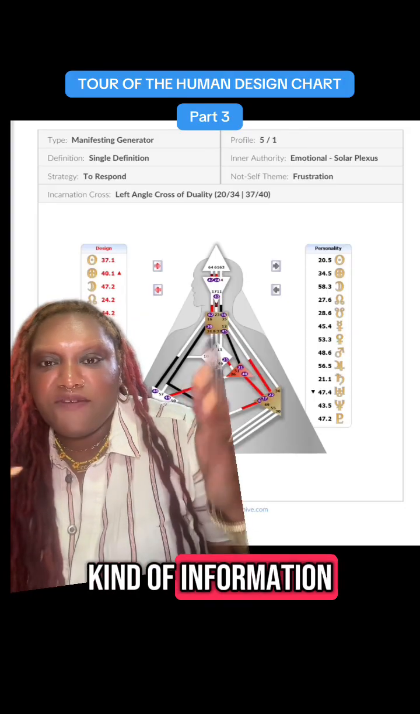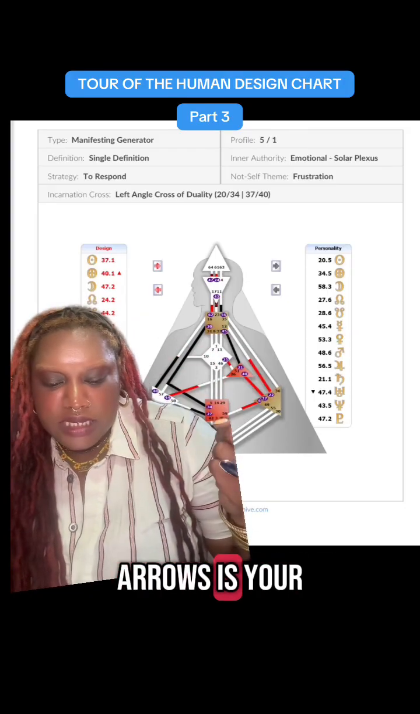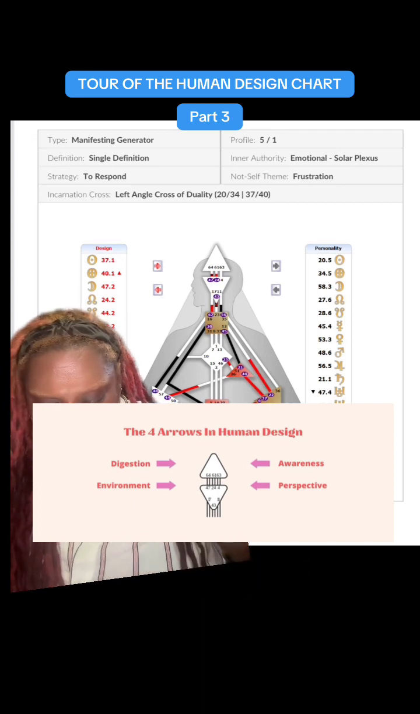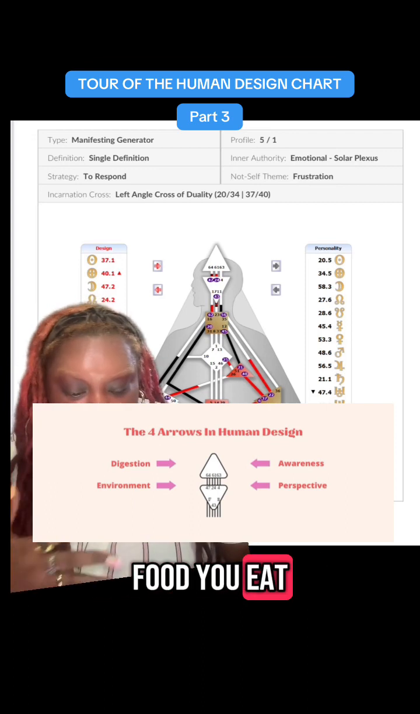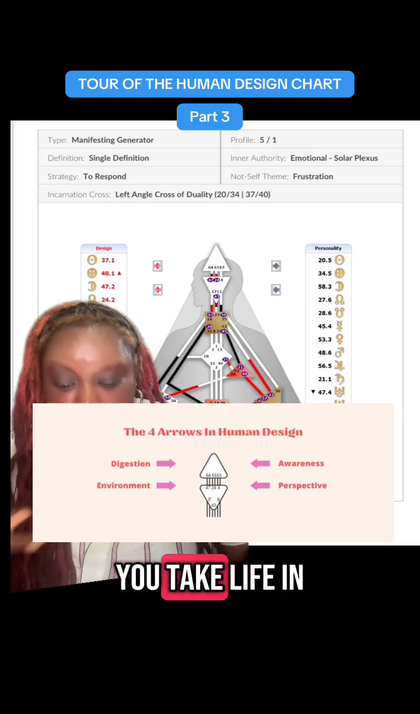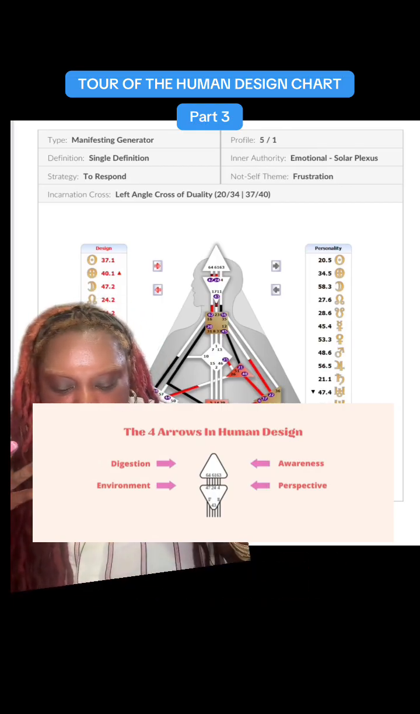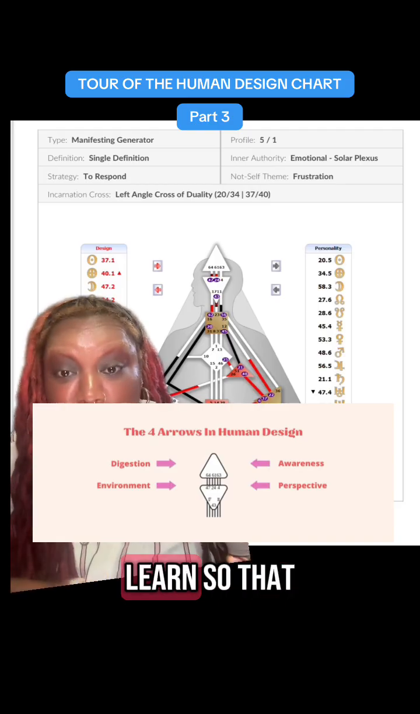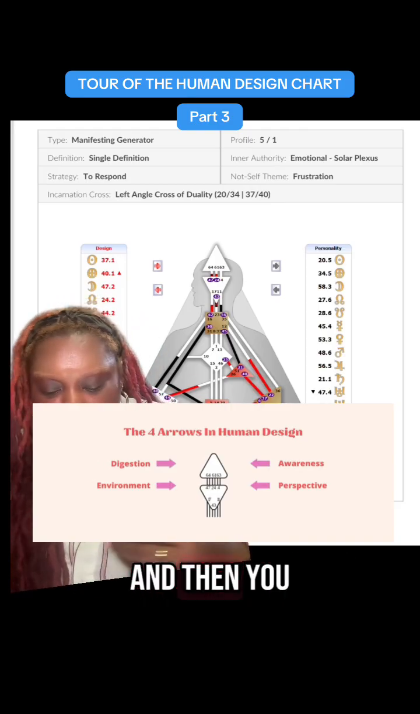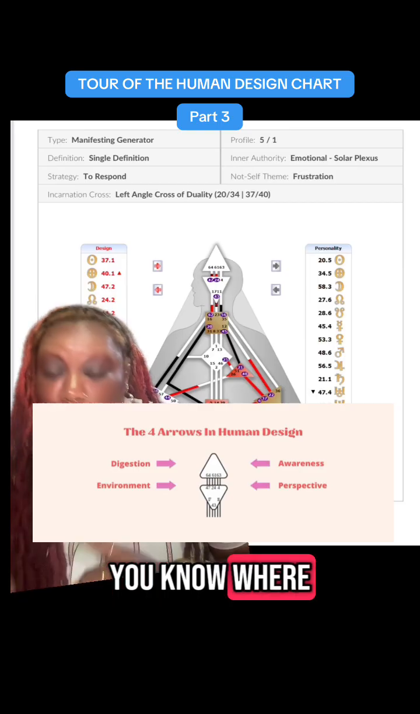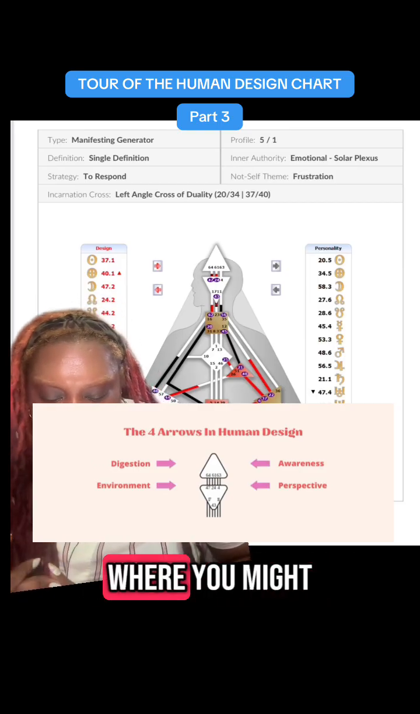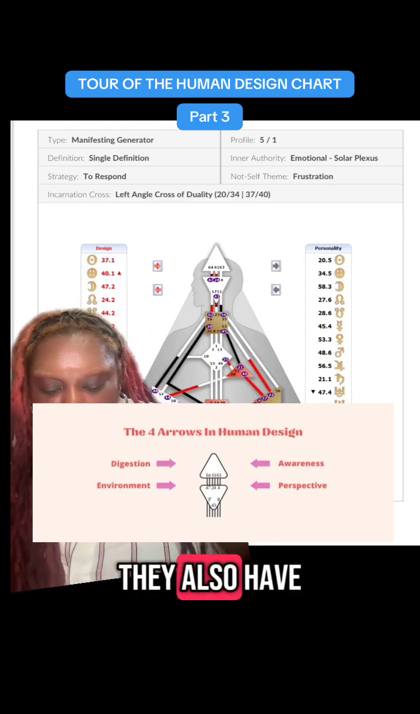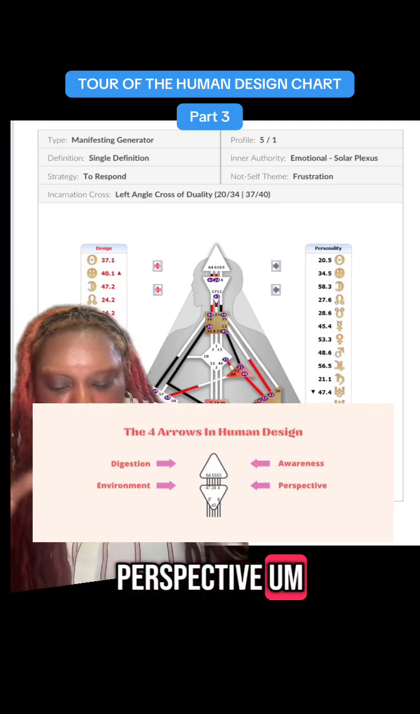The kind of information you can get from these arrows is your digestion: how you best digest the food you eat, the information, how you take life in, how you best learn. And then you also have environment, the type of environment you might thrive in, the physical space where you might feel most comfortable and experience less resistance. They also have a view and perspective of the arrow.